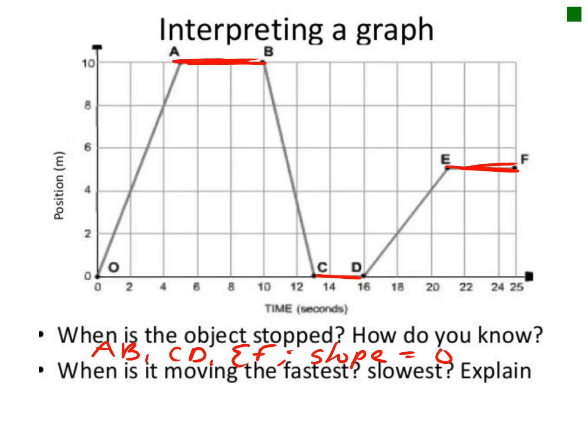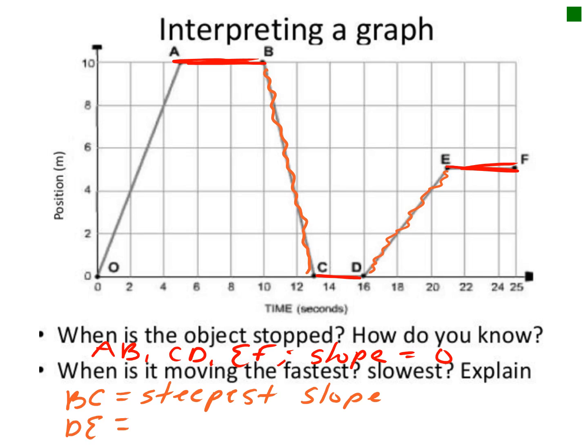When is the object moving the fastest and the slowest? The object is moving the fastest during the steepest slope. So this orange line, BC, is where it's moving the fastest, and you can say that it has the steepest slope. And when is the object moving the slowest? Well, it's still moving, so we're not concerned about where it's 0. The slowest is going to be from D to E, and we know that because it has the most shallow slope.